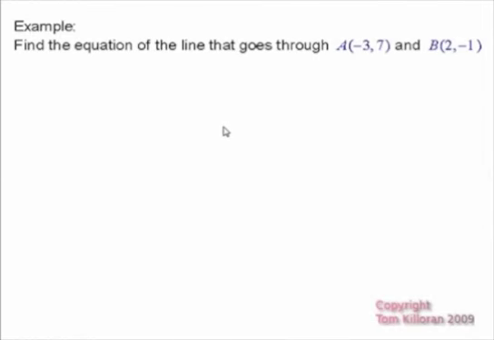A nice little example of finding the equation of a line that goes through these 2 points A and B. To find the equation of a line, we have to use the point-slope form equation, which is y minus y sub 1 is equal to m times x minus x sub 1, where x sub 1, y sub 1 is the coordinate of the point. Notice we have 2 of them, but we're only going to pick one. And m, of course, is the slope.